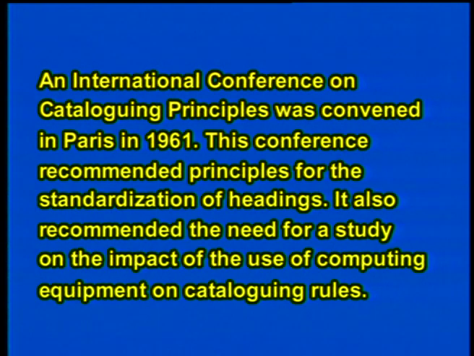A very important event took place in 1961, and that was an international conference on cataloging principles, which was convened in Paris in 1961. This conference was important because it recommended principles for the standardization of headings. It also recommended that there should be a study on how computing equipment has an impact on cataloging rules, and vice versa, how cataloging rules should be amended or modified to suit computing equipment, computers.